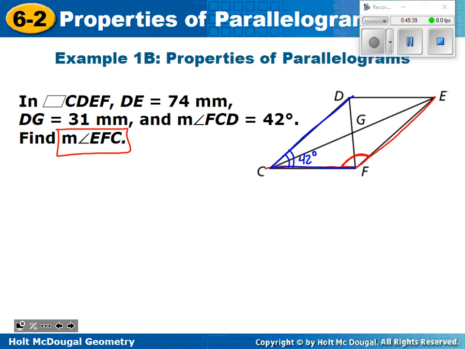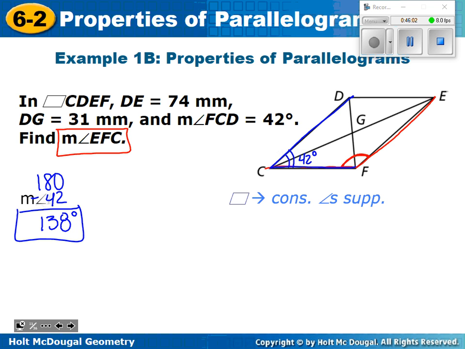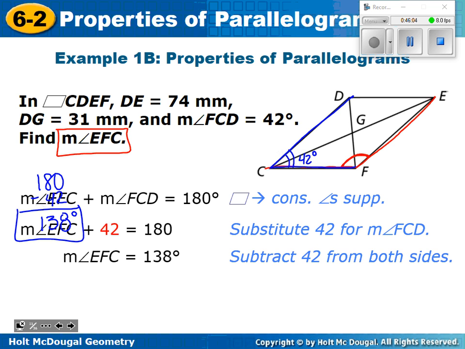Okay, so consecutive angles are supplementary. They're consecutive, which means they add to be 180. So we just do 180 minus 42, and we get 138 degrees, right? Are we good? Okay. Memorize these properties, though, because you're going to have to justify and write proofs, and so you need to know what your properties say and what's true about them.